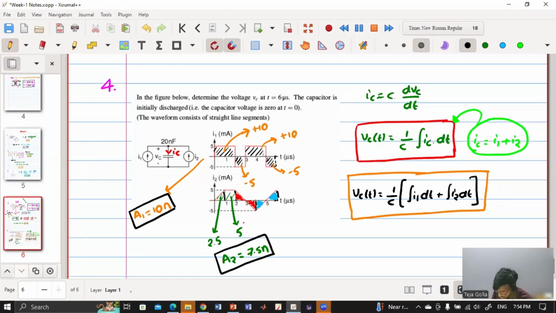So now we'll substitute this here. So this becomes A1 and this becomes A2, right?